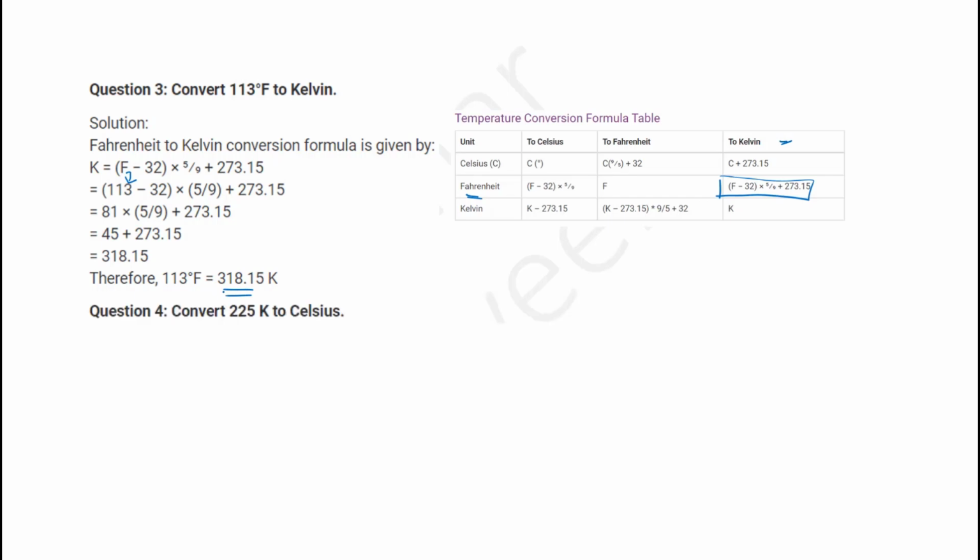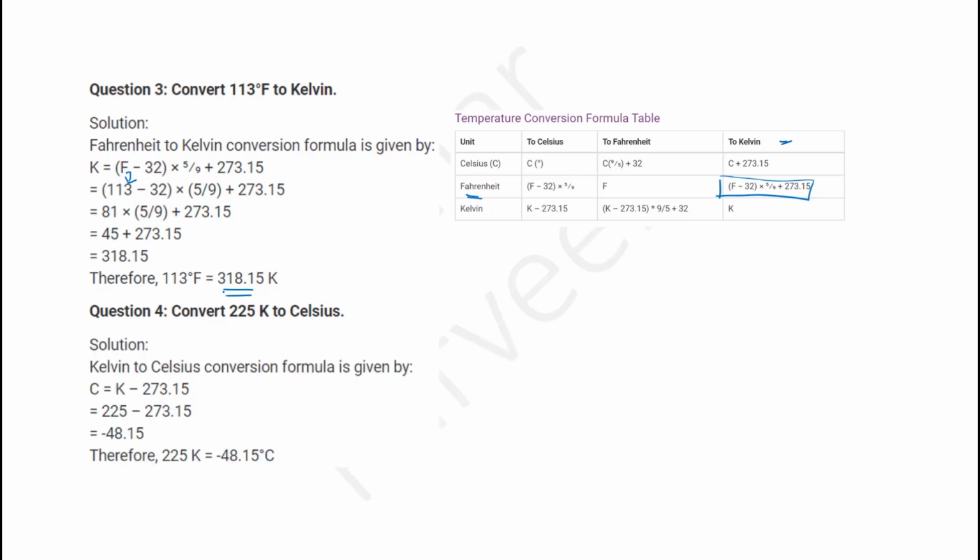Okay, next question. Convert 225 Kelvin to Celsius. We converted Celsius into Kelvin by adding 273, right? Now what you do? You have to subtract it. You have to subtract K minus 273. Then if you subtract it here, in this case it is 225 minus 273, you will get a negative temperature, minus 48.15 degrees centigrade.